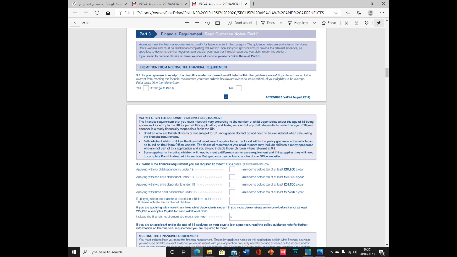So here is part 3, financial requirement. Here you will see exemption from meeting the financial requirement. Is your sponsor in receipt of a disability-related or carer benefit listed within the guidance notes? As I mentioned before and explained about PIP, disability allowances or carer allowances, those people will be exempted from meeting the financial income requirement. Tell them whatever the situation is, yes or no.